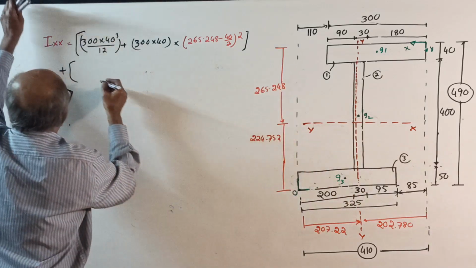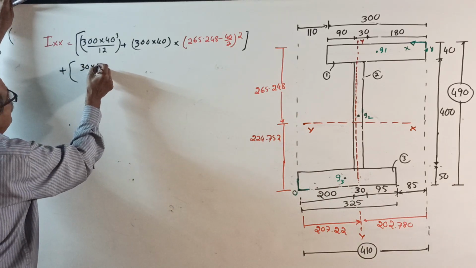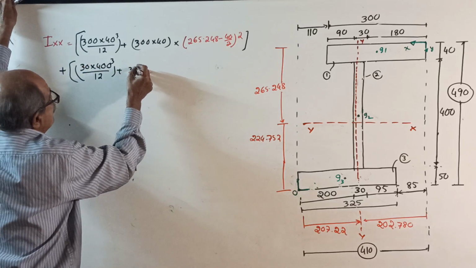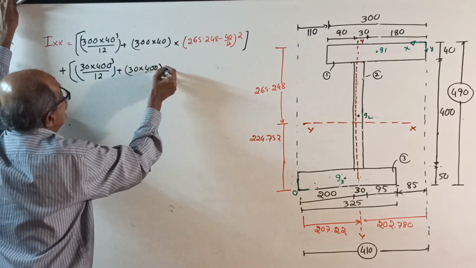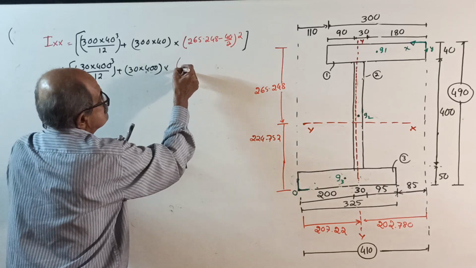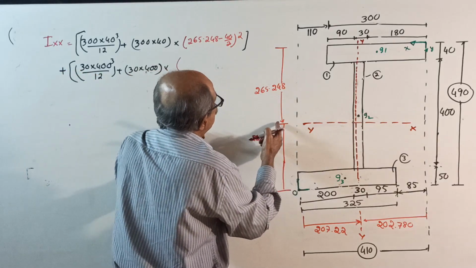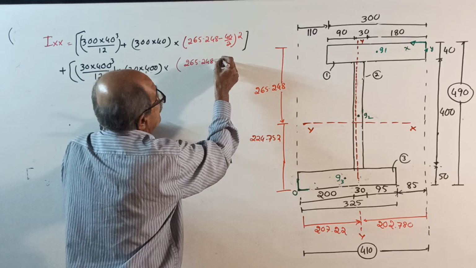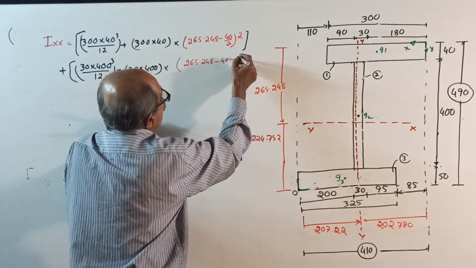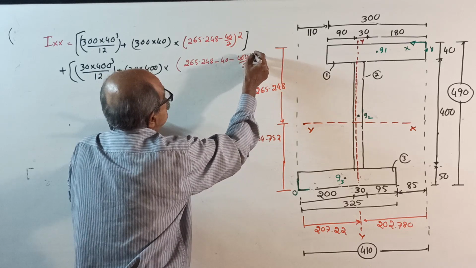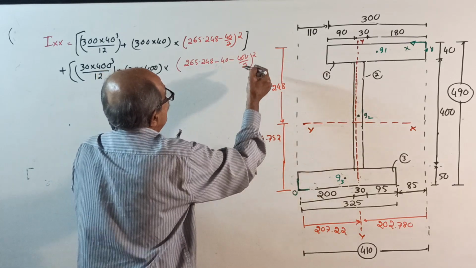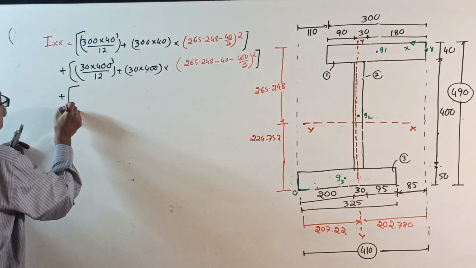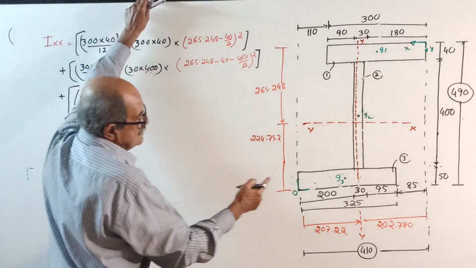30 into 400 cube by 12. 30 into 400 cube divided by 12 plus 30 into 400 is the area into 265.248 minus 40 minus 400 by 2. Why, I don't know. Really I don't know. Whole square. Now if someone will ask, not clear, means don't study. You go for a person who teaches much better than me. Start for 3.